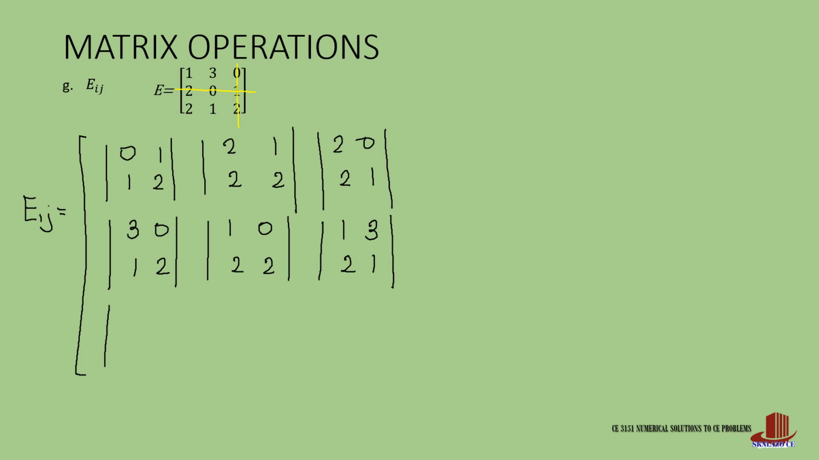For the last row, start with the first column. We would have 3, 0, 0, 1. For the second column, we get 1, 0, 2, 1. For the third element, remaining minors are 1, 3, 2, 0.